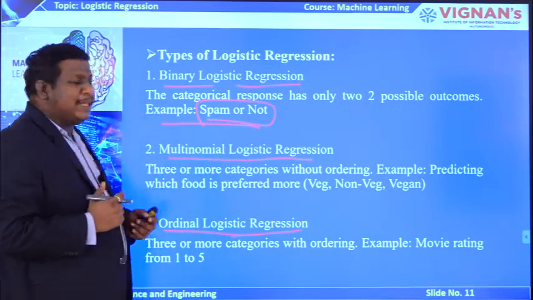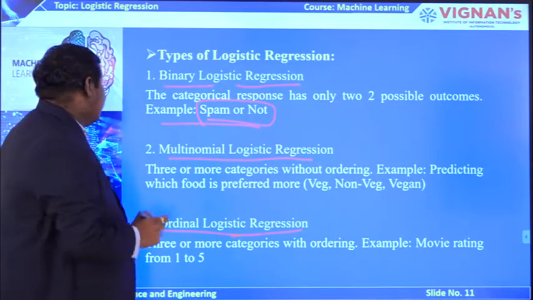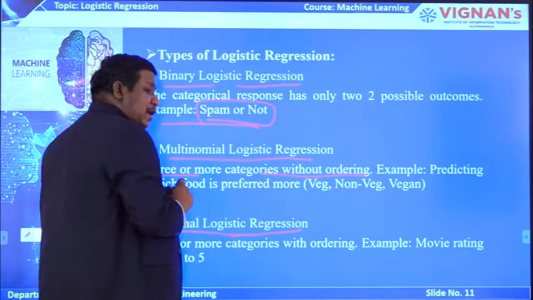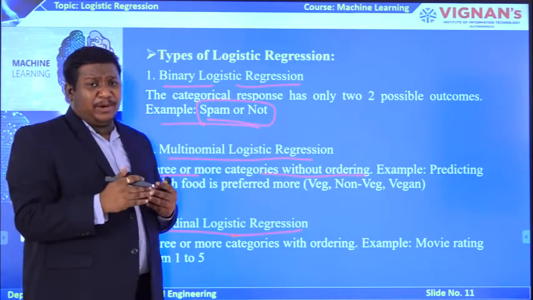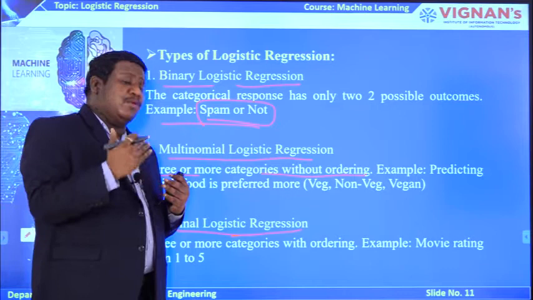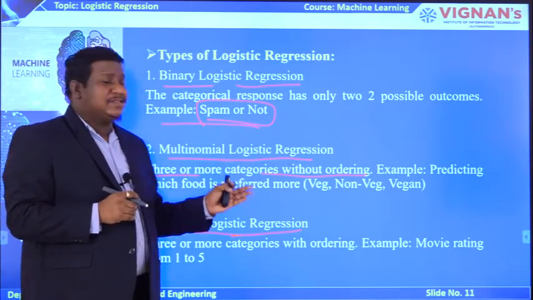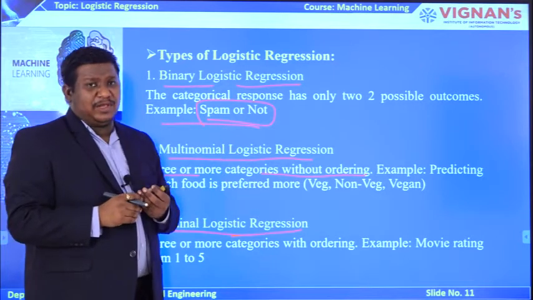Now, coming to the multinomial regression model: 3 or more categories without ordering. So, you are not keeping the content in an ordered model and you have 3 or more categories, then we will take that regression model as the multinomial logistic regression model.